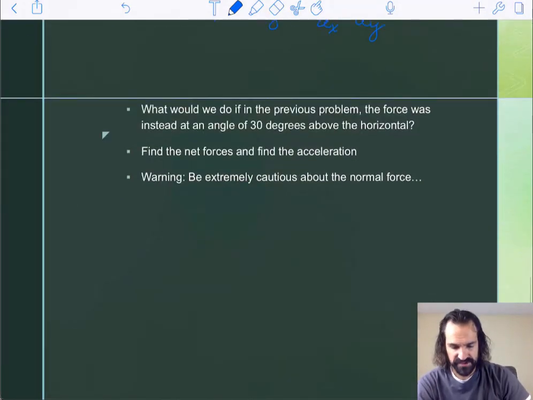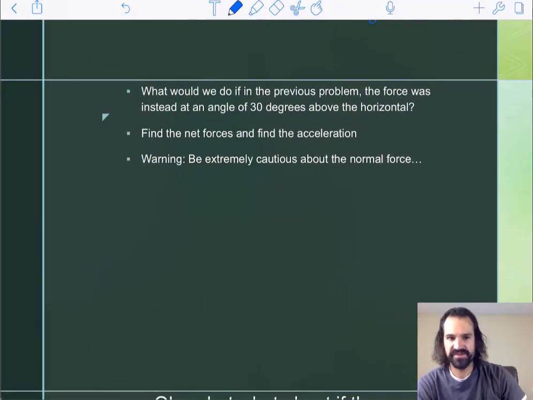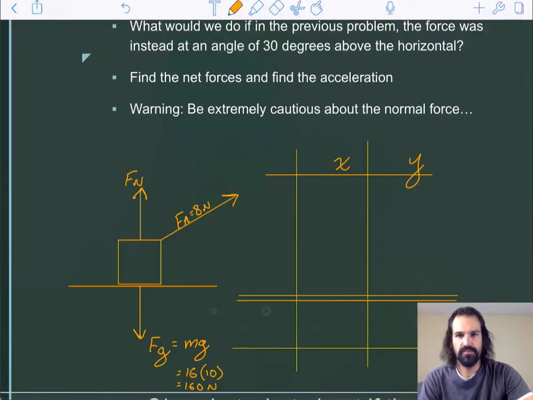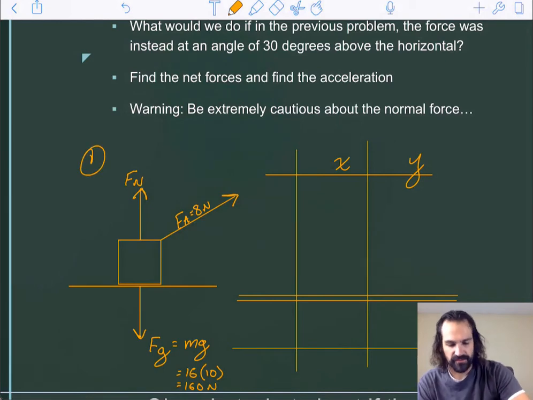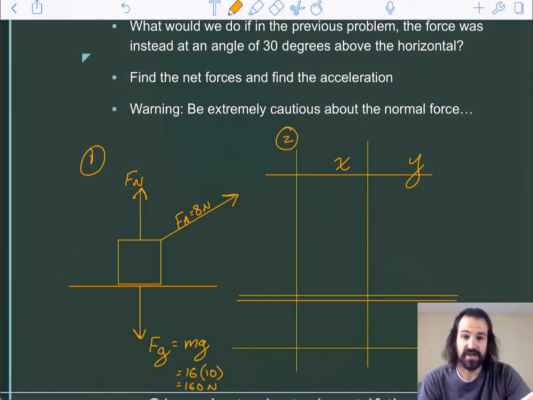So let's actually do that. Let's copy that problem over to this. Give me 1 second to copy it. All right, so now that we have all of these, now that I've redrawn it, let's go through and follow our same steps. Number 1, always need a free body diagram. Number 2, you can set up your force table.